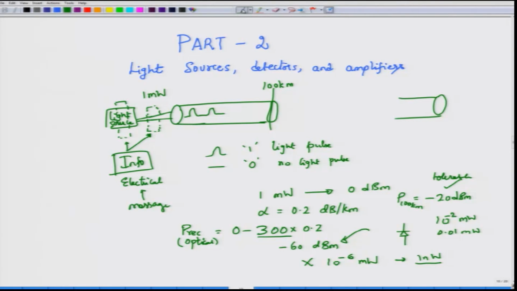Now, there are two ways of doing it. In the olden days, this approach was quite popular, especially when the data rate was quite small. The data rates were like 1 to 100 Mbps, or maybe 10 Mbps.